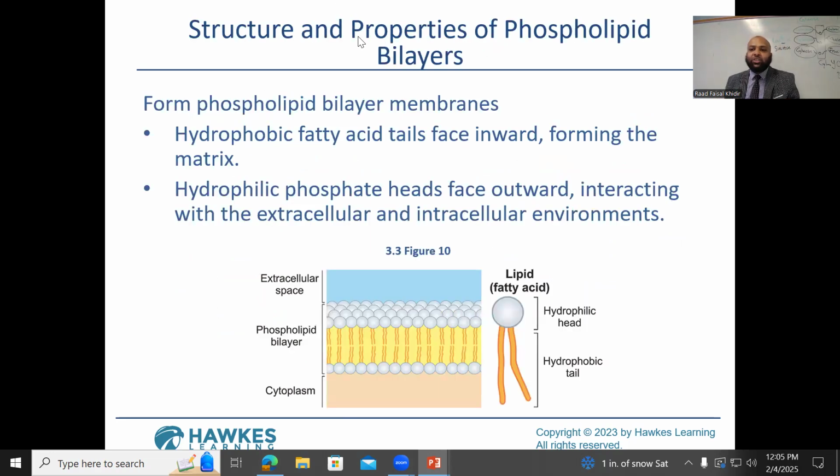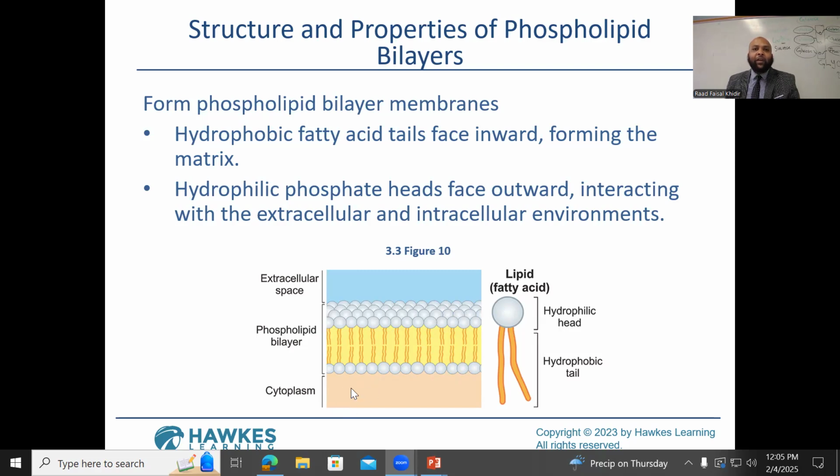Let's look at the structure and the properties of the phospholipid bilayer. These are our plasma membranes. You see they form the phospholipid bilayer. You see that's the hydrophilic head on the top and on the bottom. So you have a double layer. So this layer is doubled. At the top you have phosphate heads and tails, and on the bottom you have phosphate heads and tails.